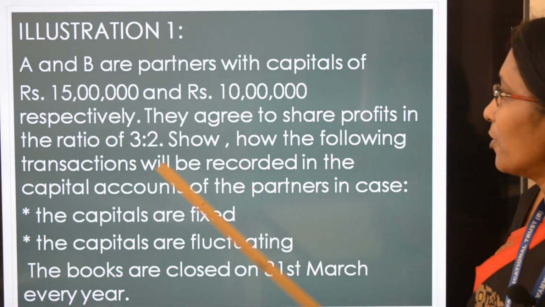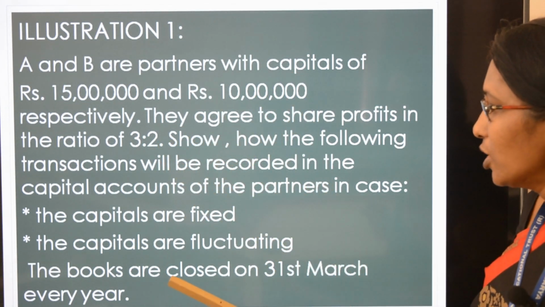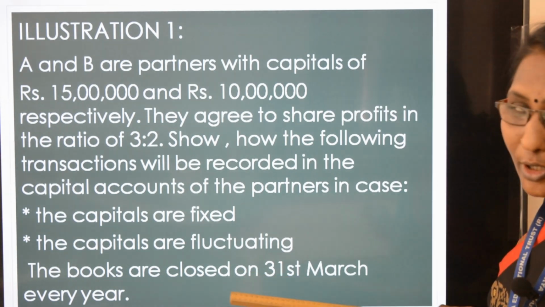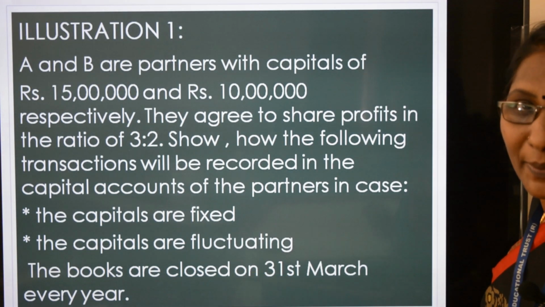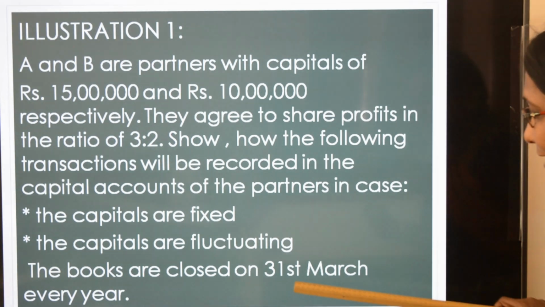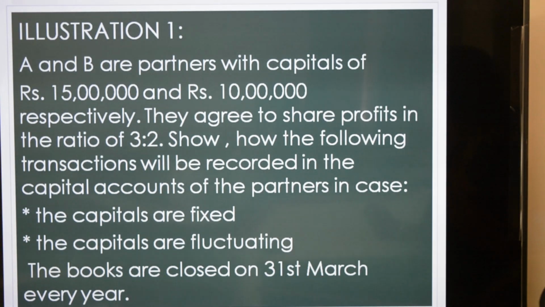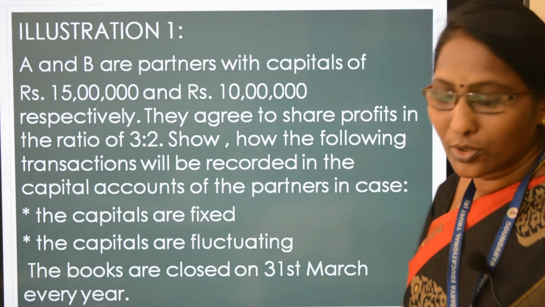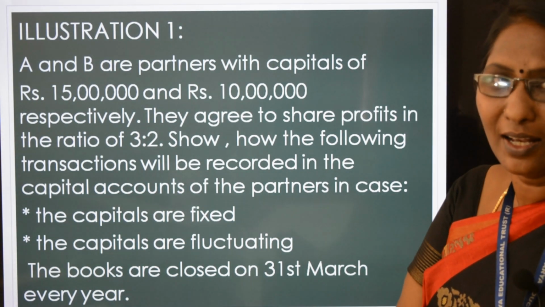In this problem, it is 18 to 19 mentioned. So 1/4/2018 will be the beginning and the closing date is 31st March 2019. So this is about the financial year.